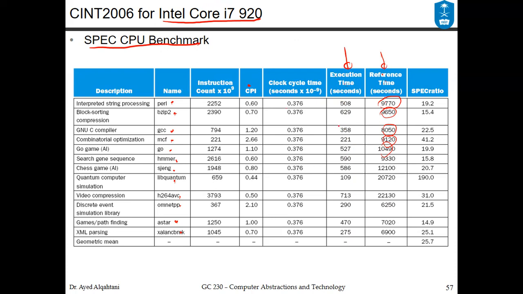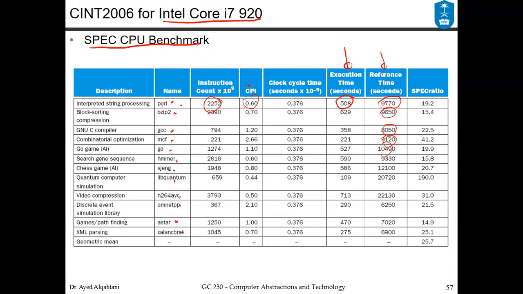Now, to get this number, we get the instruction count of the Intel Core i7. You basically run those programs, and you know every program has its own instruction count. So you record the instruction count. You know the CPI for your machine, for the Intel Core i7-920. So the CPI running this program is this, and so on for each one.